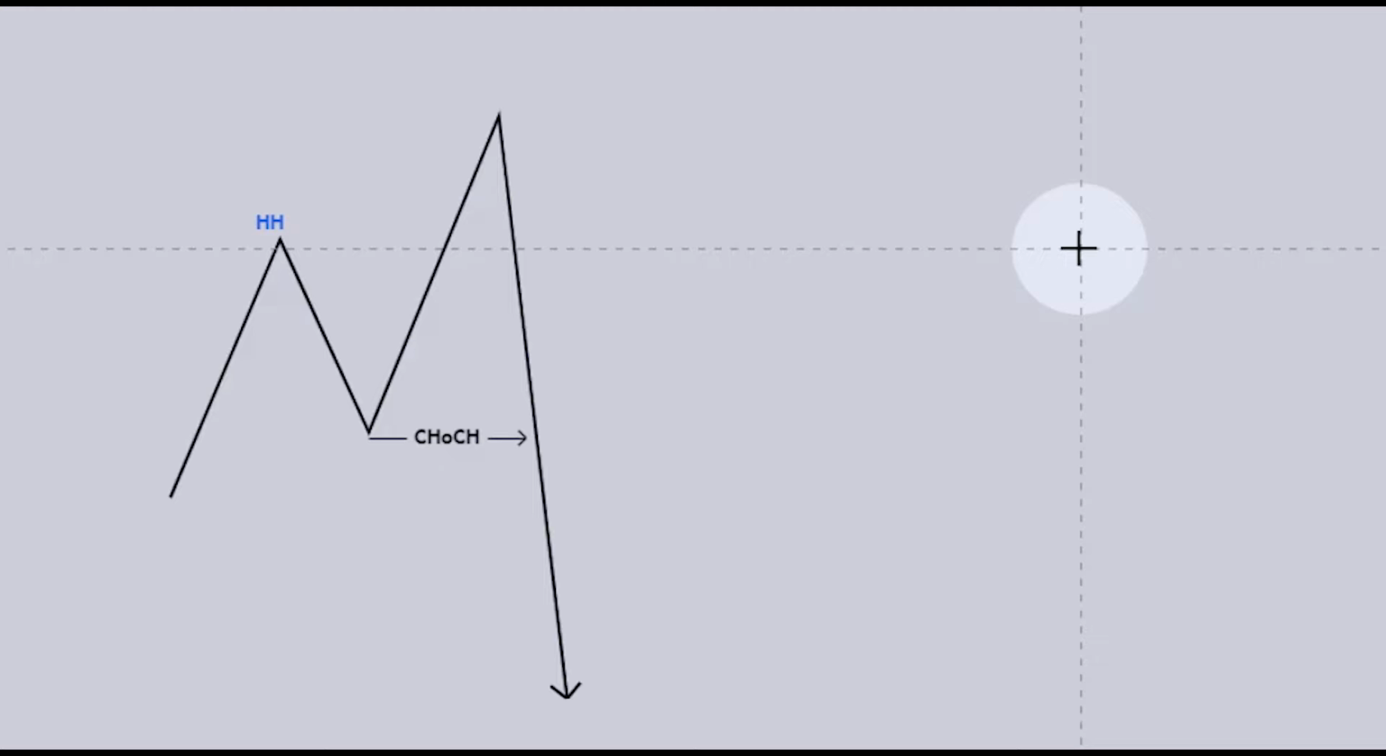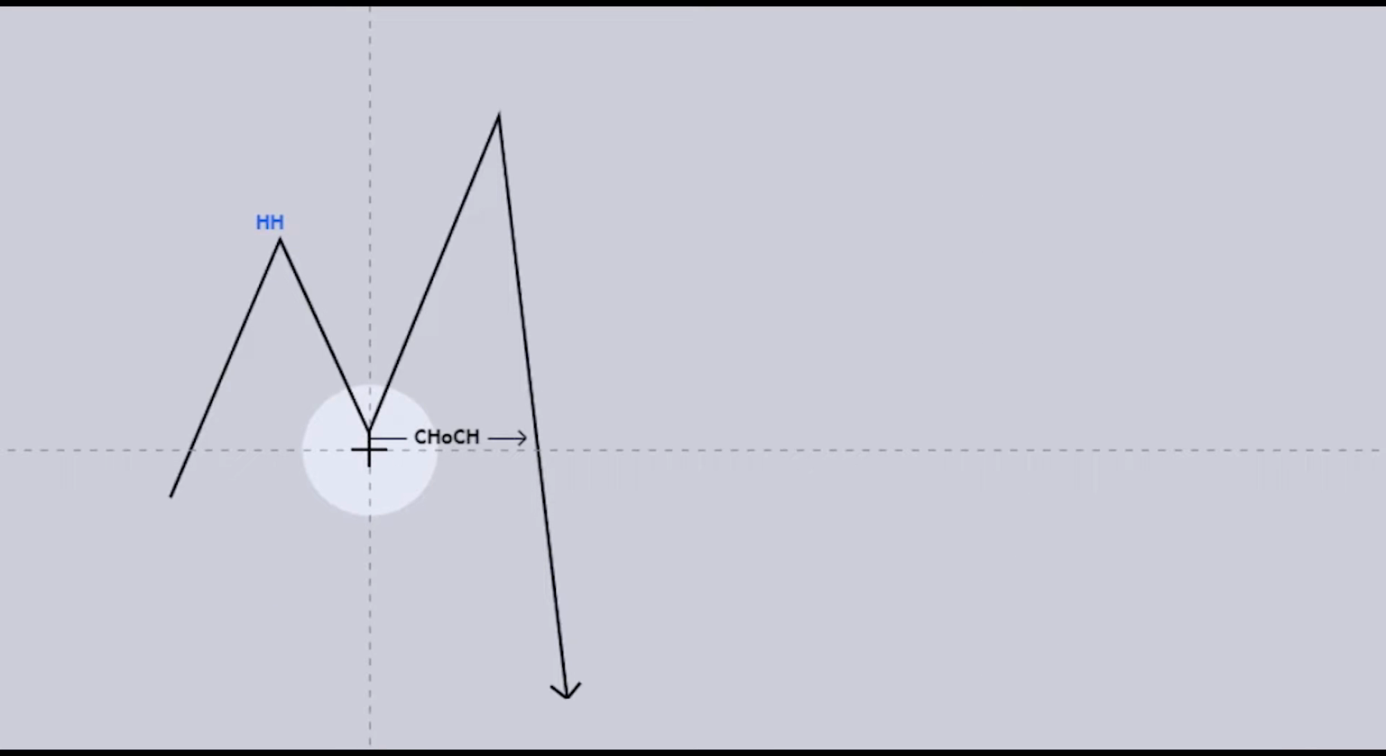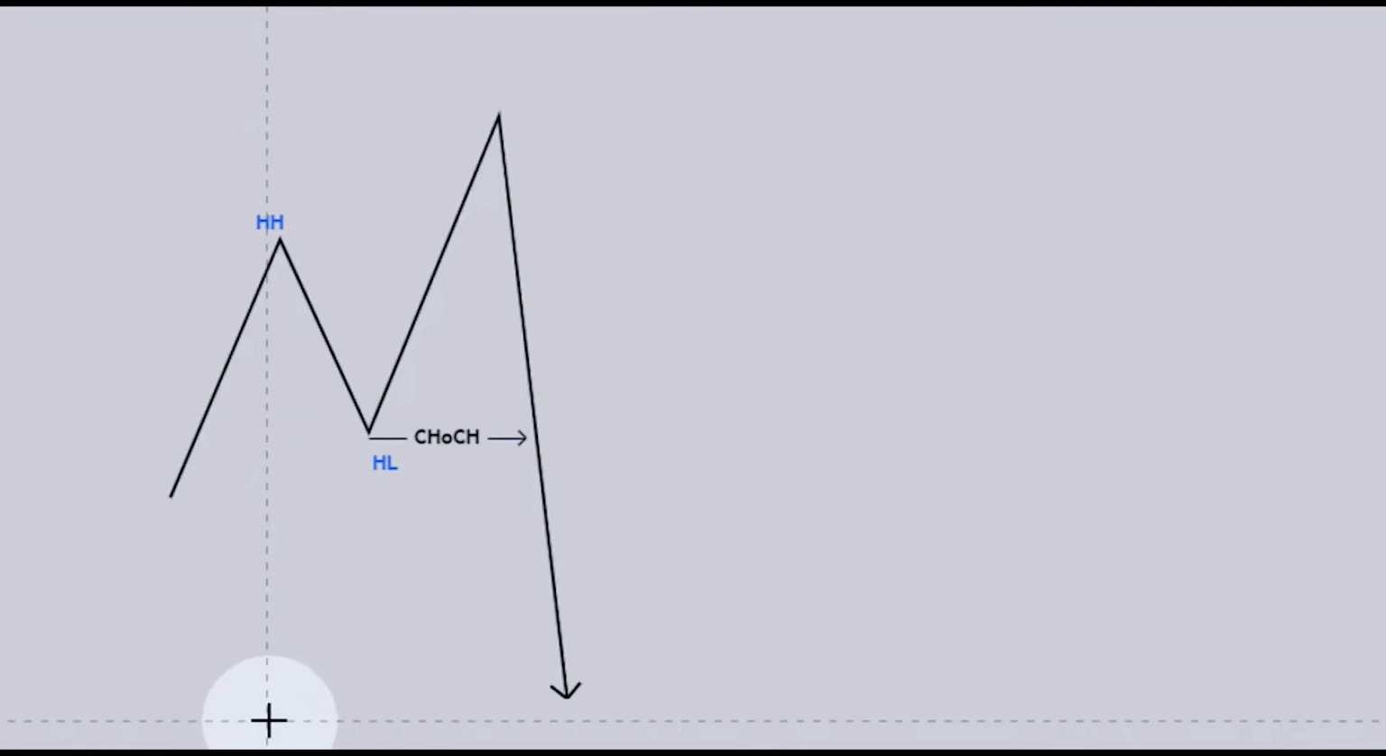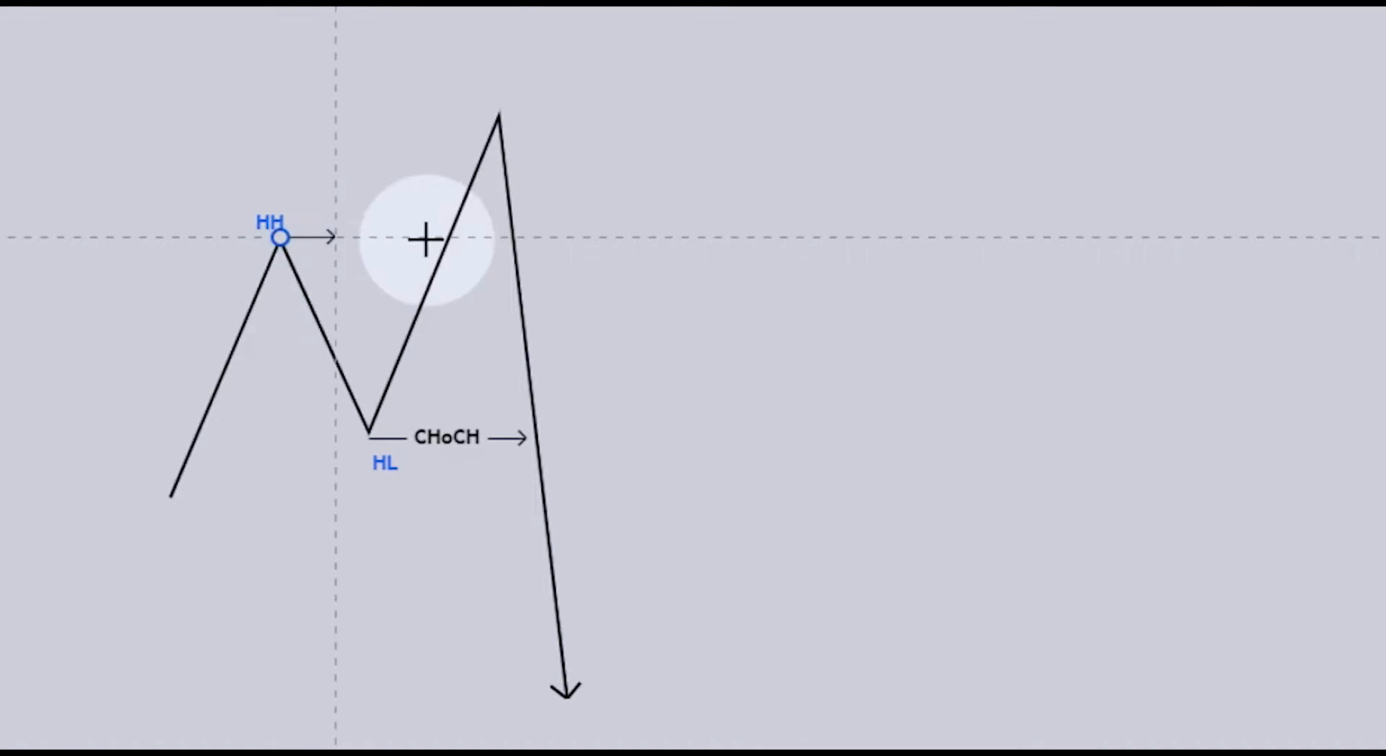To spot the Quasimodo pattern, look for a sharp peak or trough in the price chart, followed by a quick reversal in the opposite direction. It's important to note that the reversal should be significant enough to make it clear that the trend has changed. The Quasimodo pattern can be a powerful indicator of a trend reversal and can be used by traders to make informed trading decisions. In the next section, we'll show you how to use the Quasimodo pattern in your Forex trading strategy.